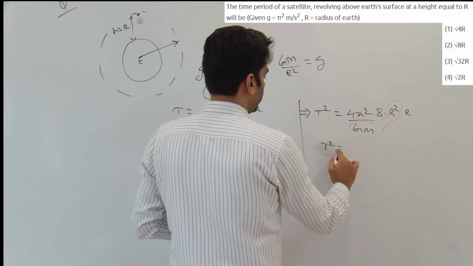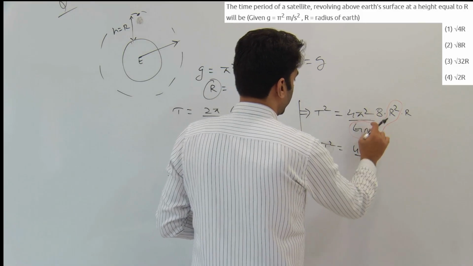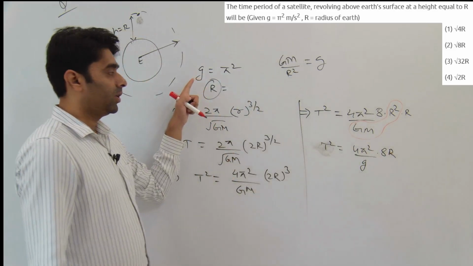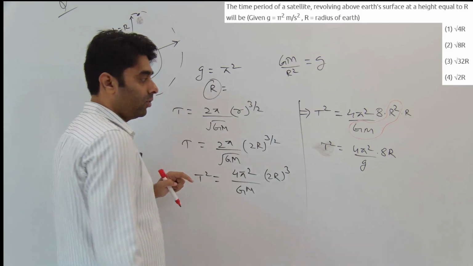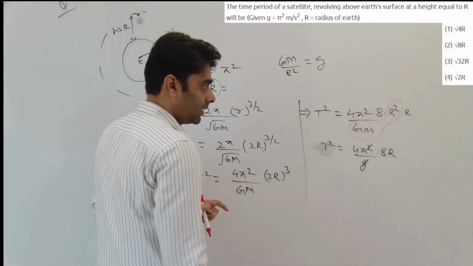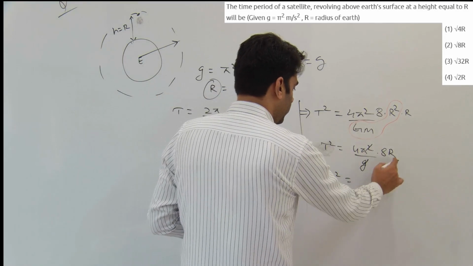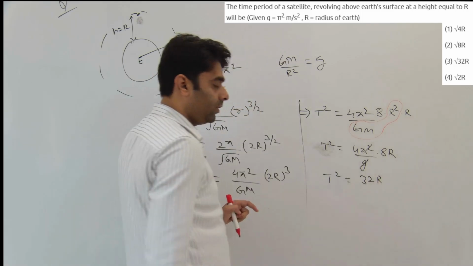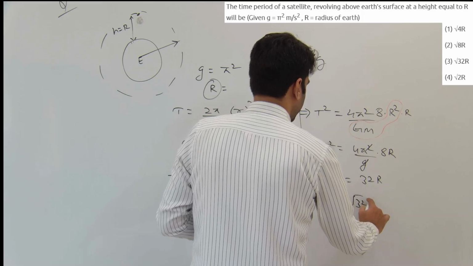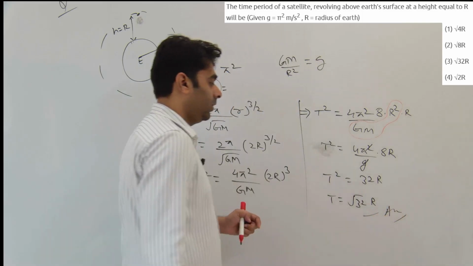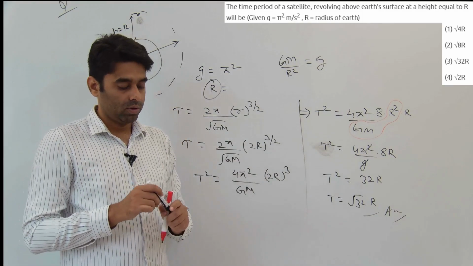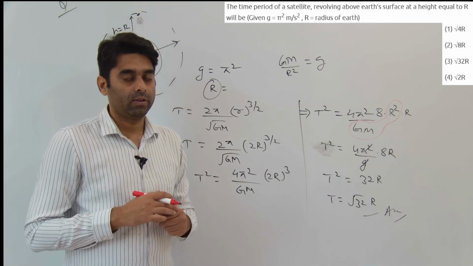We will get T square is equal to 4 pi square, and this can be replaced by small g into 8R, right? In the question, small g value can be taken as pi square, or pi square as g. So this cancels out, and we are left with T square equal to 32R. Directly you got the answer now. So T value will be root 32R, right? Option number 3 according to the options will be the correct answer. Let's look at the next question.